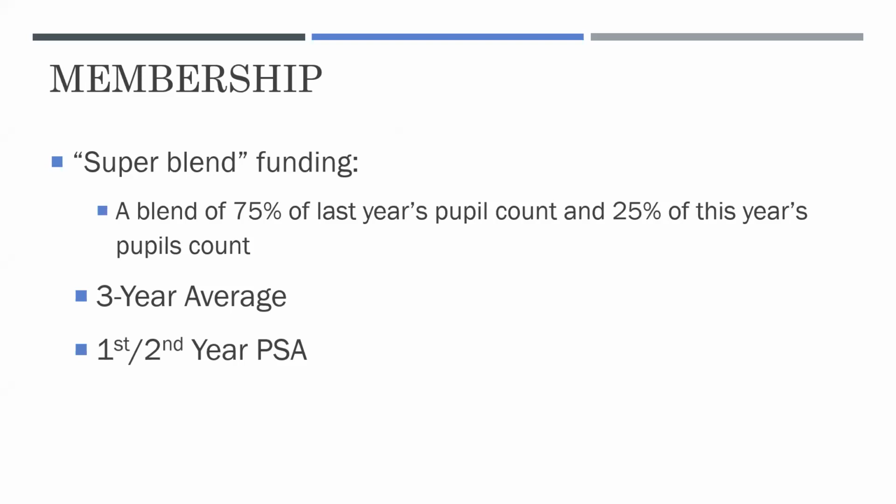We've had a couple of districts asking, does that 3-year average still apply? And we have about 70 or so districts that benefit from this. And so if those districts still benefit from this 3-year average, then yes, that 3-year average will apply still. And our first and second year PSAs will still have a 50-50 blend as they have in the past. So nothing has changed there for those.